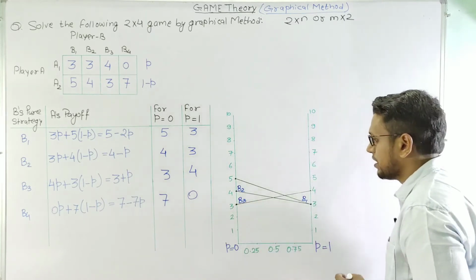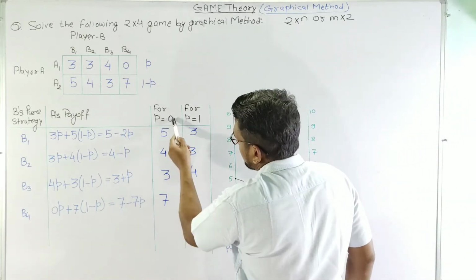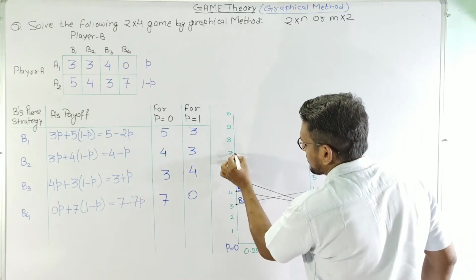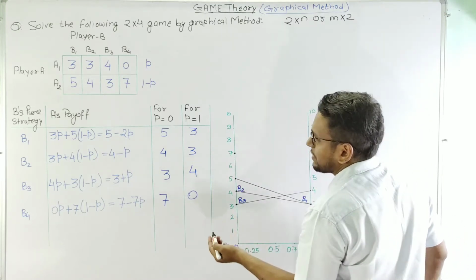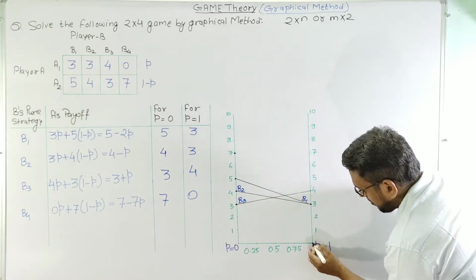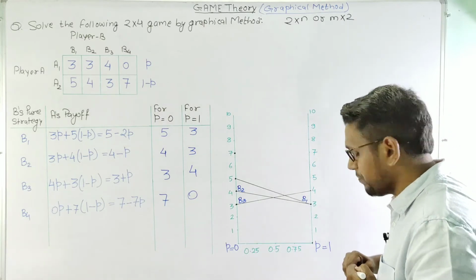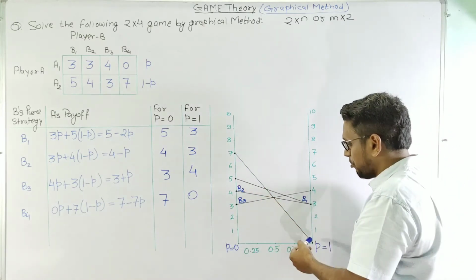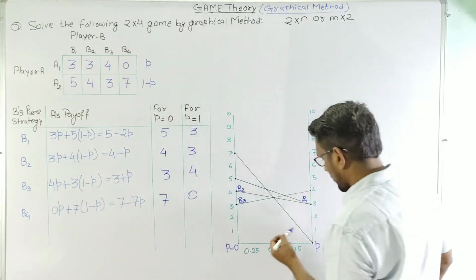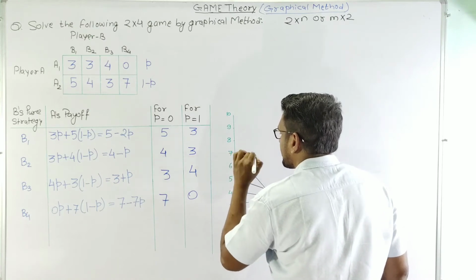This is B3. Now for B4 we will see that at p equal to 0 the point is 7. Here it is. And at p equal to 1 the point is 0. So at p equal to 1 the point is somewhere here. Now let us join these 2. So we have joined these 2 points, and now this represents the pure strategy B4. So we will write B4 here.